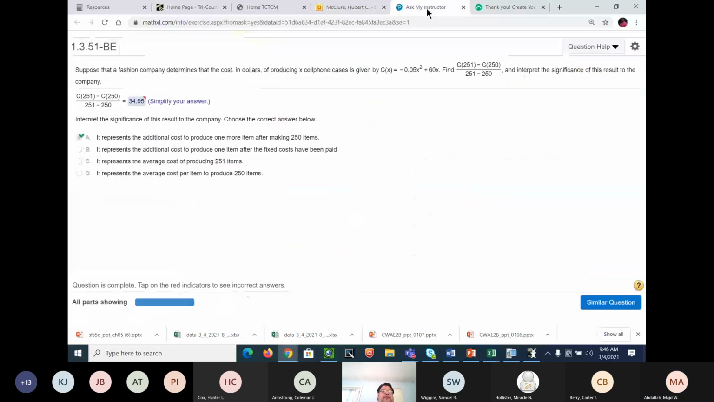It says, suppose that a fashion company determines that the cost in dollars of producing a cell phone case is C sub x, that's the cost, is equal to blah, blah, blah. Find C sub 51. Okay, this is where I don't agree with the book. They're doing the difference quotient with the formula. So you've got to plug in the formula for 251, then minus 250, then 251 over 250. That's the way they're doing that. So you've got to plug that in each one.